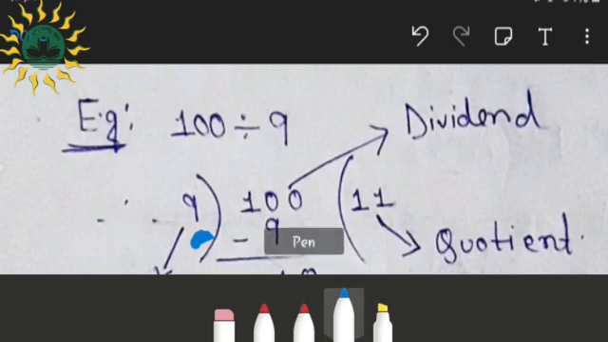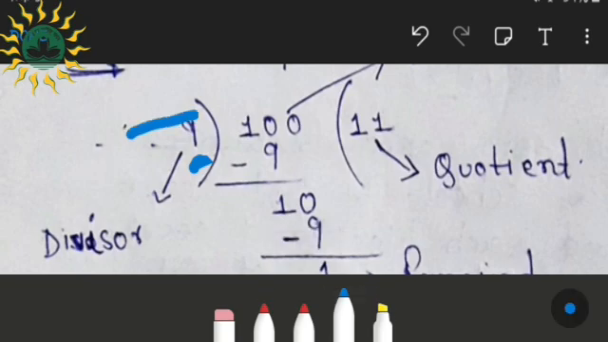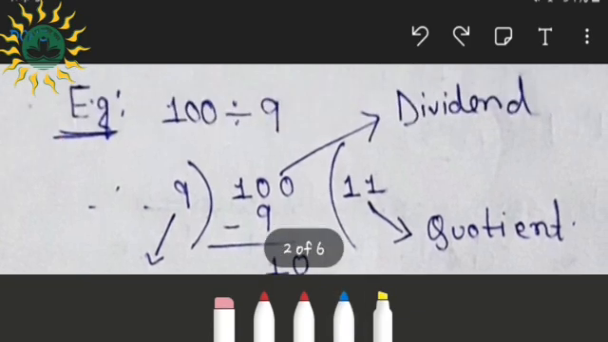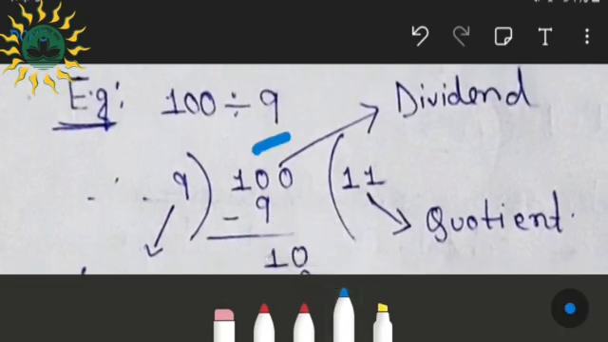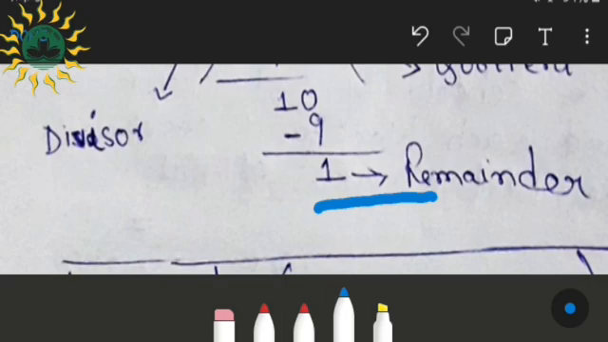So 9 is the number which divides another number, so 9 will be termed as the divisor, and the number which is being divided will be termed as the dividend. Here 100 is the dividend. The answer that we get, this portion, will be termed as the quotient. If it is not completely divisible, as we know 100 won't be completely divisible by 9, we will have a remainder, and the leftover portion is termed as the remainder. I hope I am clear to all of you.